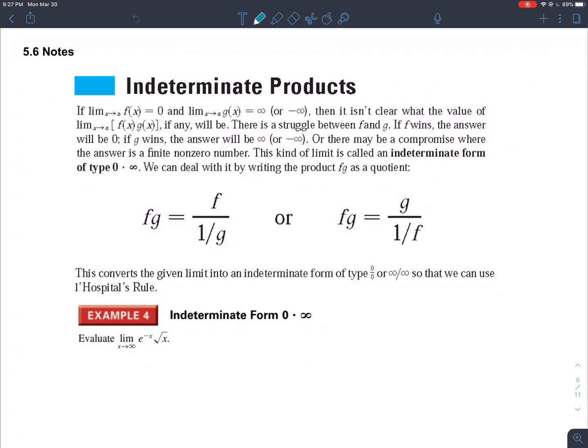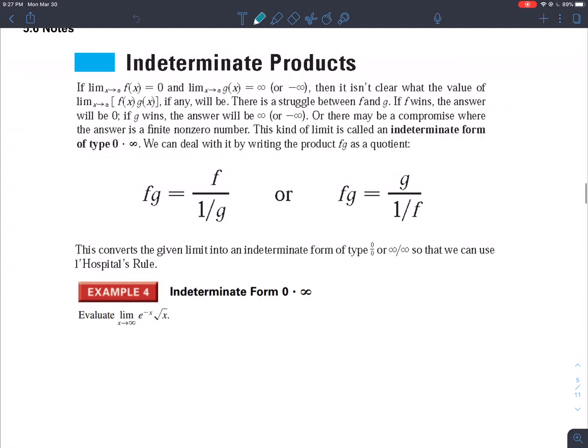Okay, we are going to finish up the notes for section 5.6. This section deals with indeterminate forms and L'Hopital's rule. We discussed the first half of this in the video notes for 5.6.1, is what I called it. So this will be video notes 5.6.2. First, we're going to start off with the discussion about what we call indeterminate products.